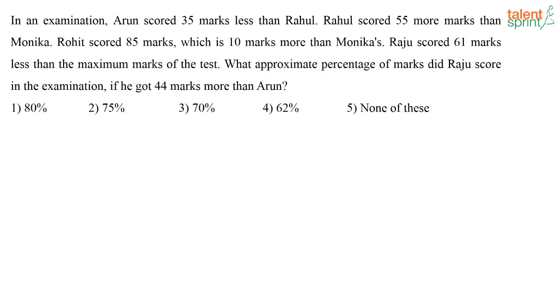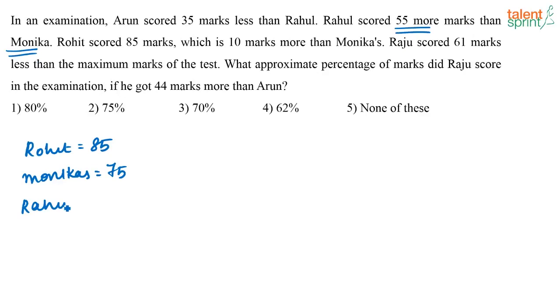Next. In an examination, Arun scored 35 marks less than Rahul. Rahul scored 55 marks more than Monica. Rohit scored 85 marks. So I know the marks of Rohit, which is 10 marks more than Monica's. So what is Monica's marks? Monica's mark is 75. Raju scored 61 marks less than the maximum mark of the test. What is the approximate percentage of marks did Raju score in the examination if he got 44 marks more than Arun?